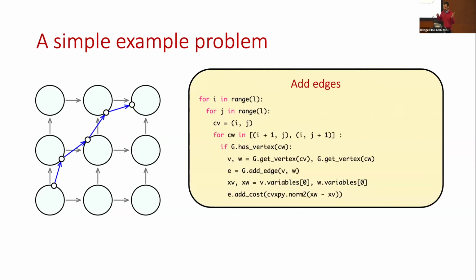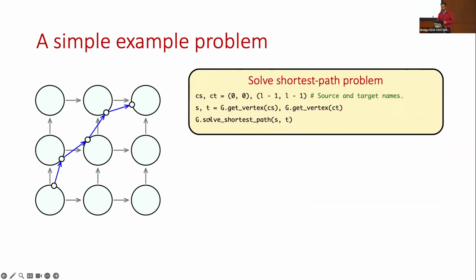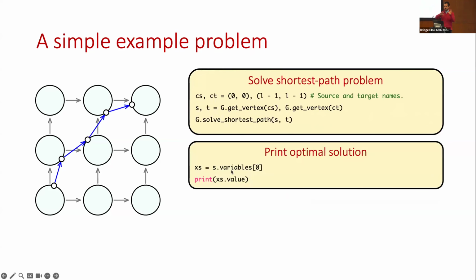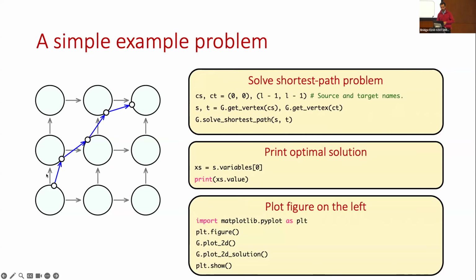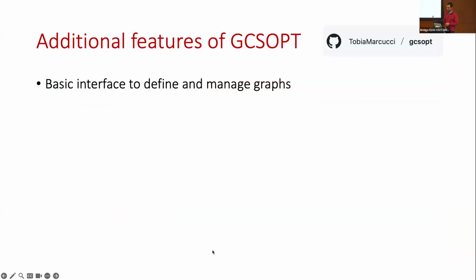Then you can do the same for the edges. You iterate over all possible edges. You get the variables back. You add an edge that connects the two vertices. So then you get the variables back, and then you add the cost using CVXPY syntax. Then you can say, this is my source, this is my target, solve the shortest path, and all the variables in a kind of CVXPY style are populated with the optimal value, None if it's not used for the GCSOPT solution. And if you want to plot this thing on the left, 4 lines of code.